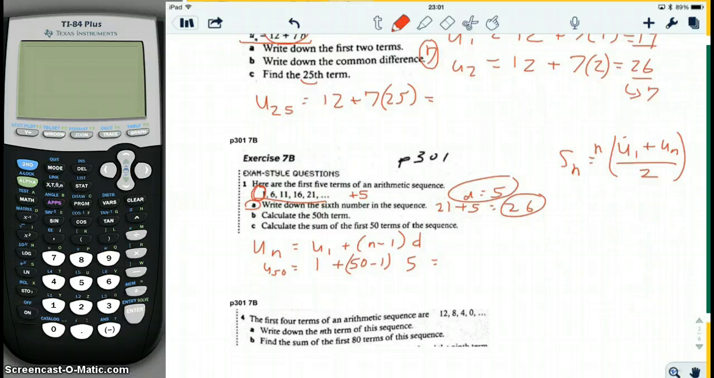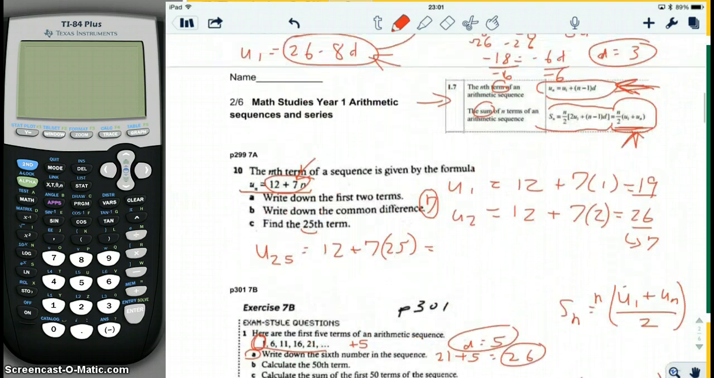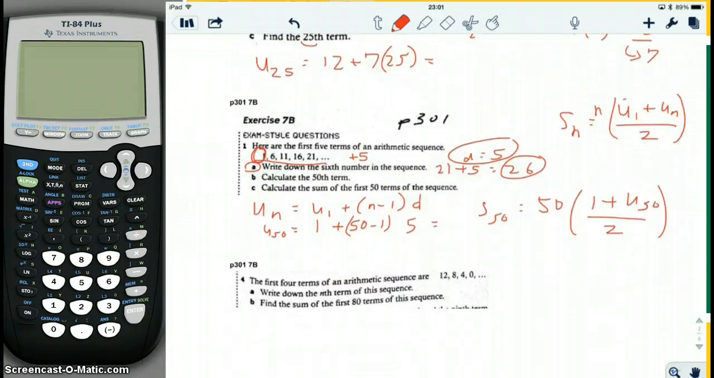So now I'm going to say, the sum of the first 50 terms is equal to n, which is 50, times u1, which is 1, plus u50, we don't know that yet, divided by 2. Now what's u50? u50 we can figure out using the term equation. Actually, we already did figure out u50. I just didn't multiply it out here. u50 is 1 plus 49 times 5. So let's calculate that on our calculator.